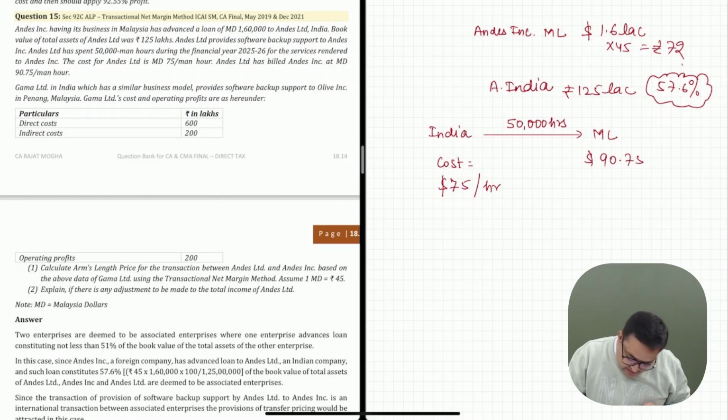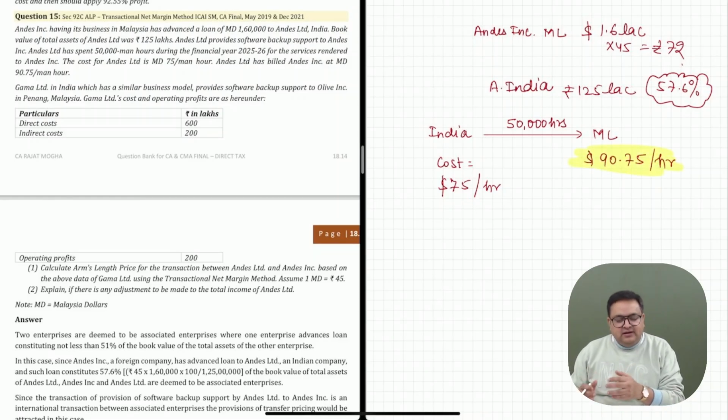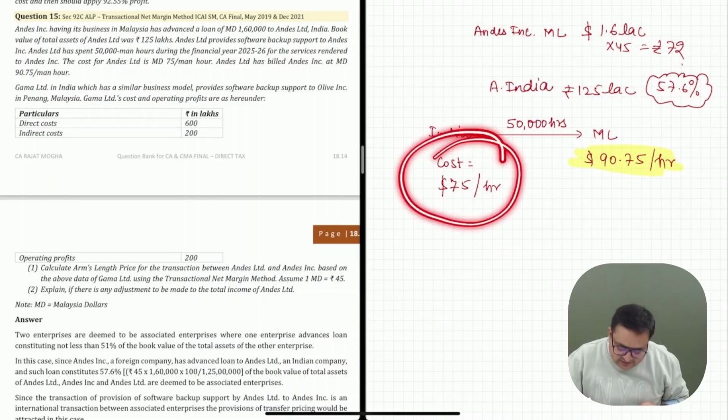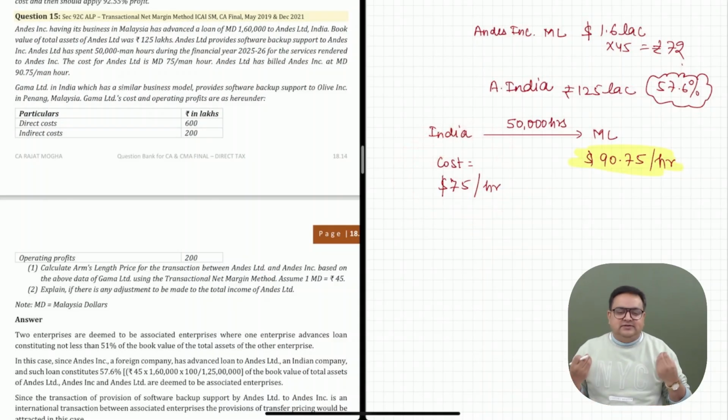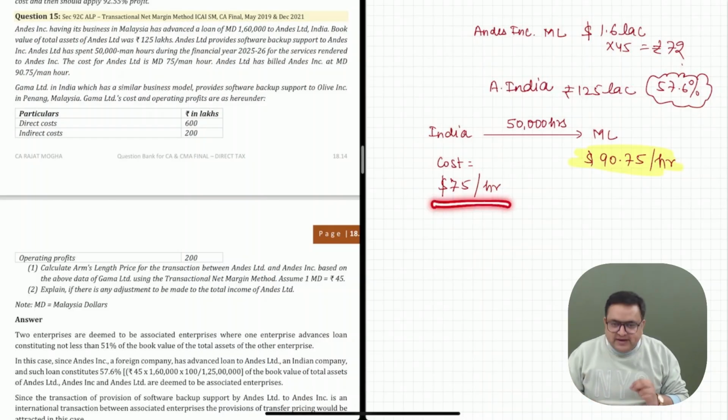Is the 90.75 per hour which we have charged a correct transaction? No, this might be a controlled transaction. So 90.75 is an influenced price. We don't have to take that, but we can start with our cost, because this is our normal cost. If it is my normal cost, then it is actually a correct price. So 75 per hour is my correct price.